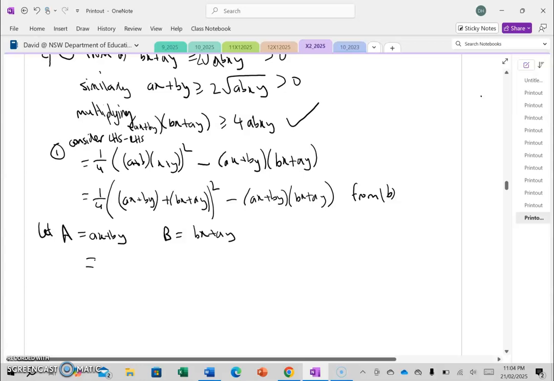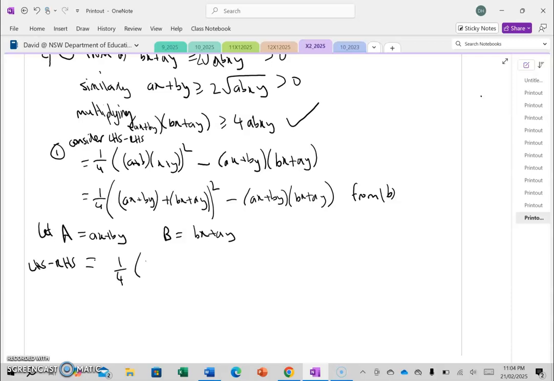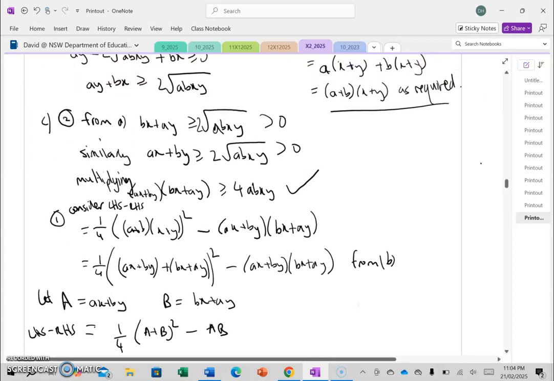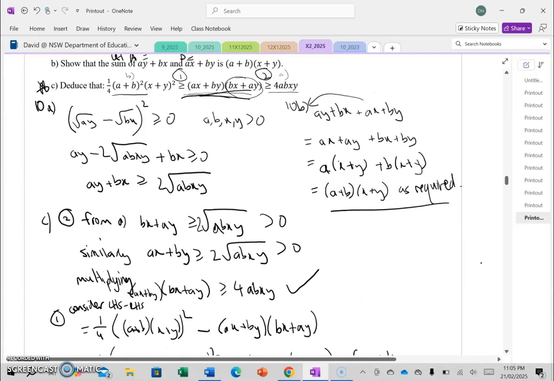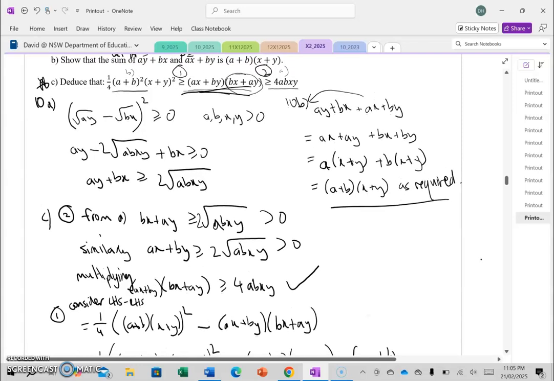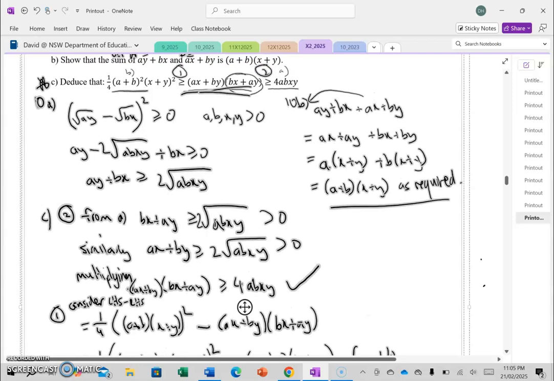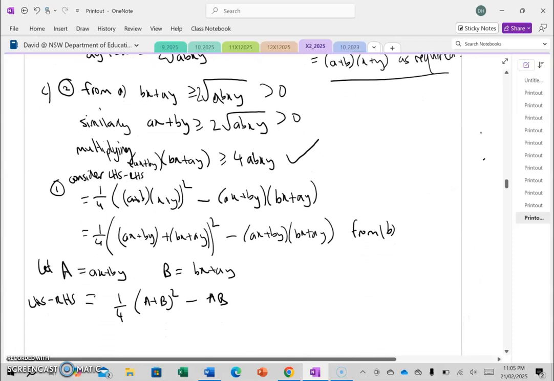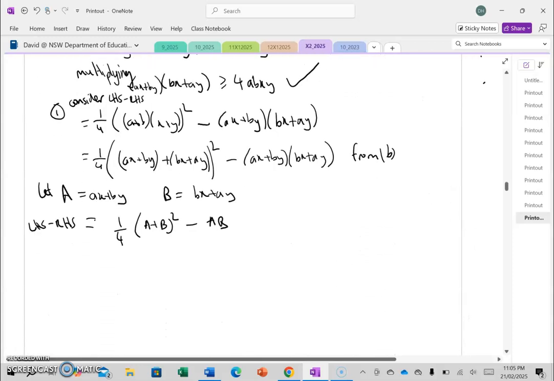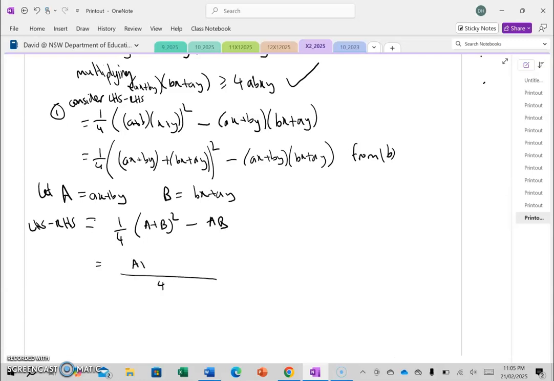So this now equals, right, left-hand side minus right-hand side, equals 1/4, that's a plus b all squared, minus ab. Okay, now if I'm doing left-hand side minus right-hand side, I want to show that it's greater than or equal to 0. So I need to show this guy is greater than or equal to 0. Okay, let's make a common denominator of 4.